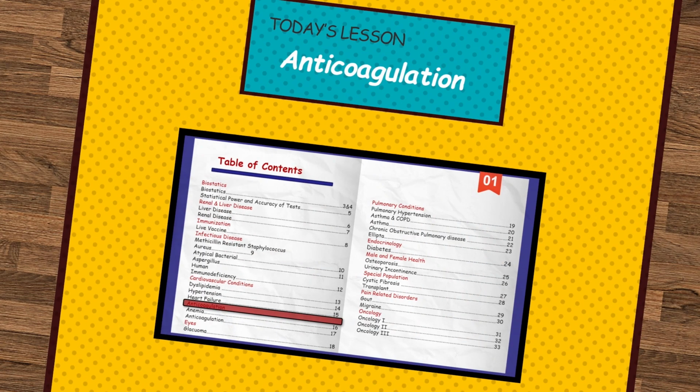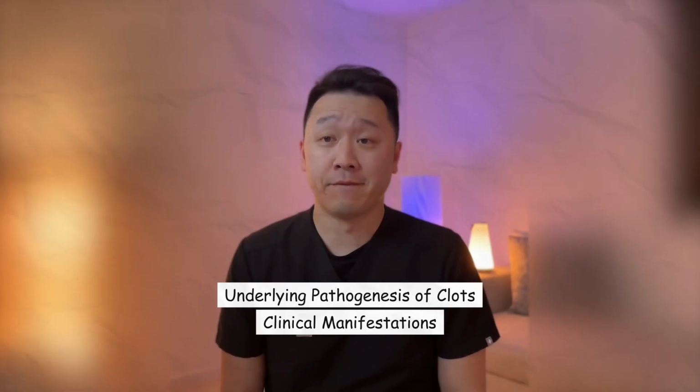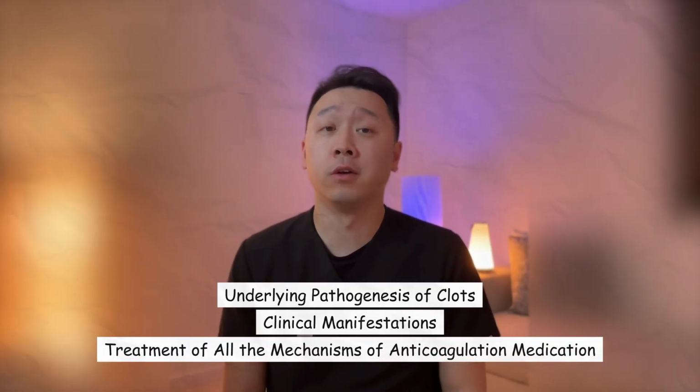In today's lesson, we will discuss the pathogenesis of clots, followed by clinical manifestation, and finally, the treatment of all the mechanism of action for anticoagulation medication, which also include the acronym for the direct thrombin inhibitors.